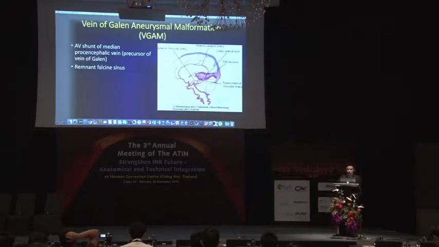For the VCAM, it's the AV shunt of the median prosencephalic vein. That means it's the precursor of the vein of Galen, and sometimes you can see the remnant of the falcine sinus also.